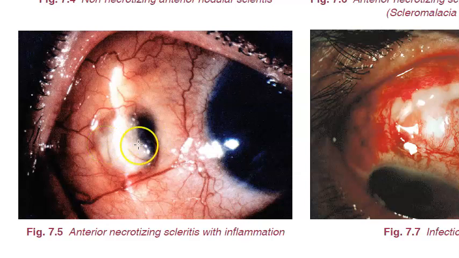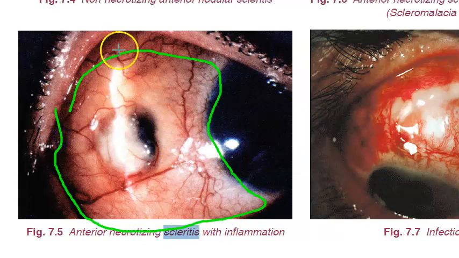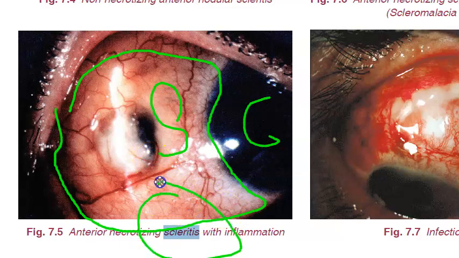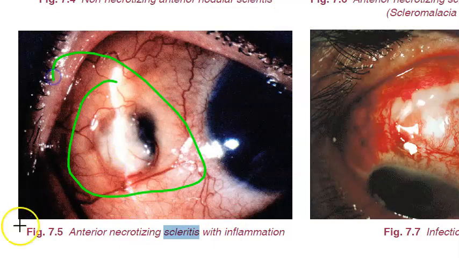Hello people, in this video we want to look at scleritis. Whatever you're seeing here, the white part of the eye, this is the sclera. This is the cornea, this is the sclera. Now in the sclera you have scleritis, and this is anterior, that's why you're able to see it. So this is anterior scleritis, inflammation of your sclera. This is scleritis with inflammation.